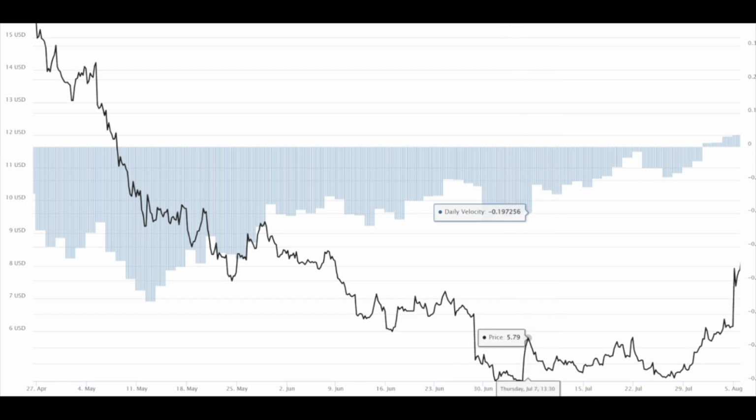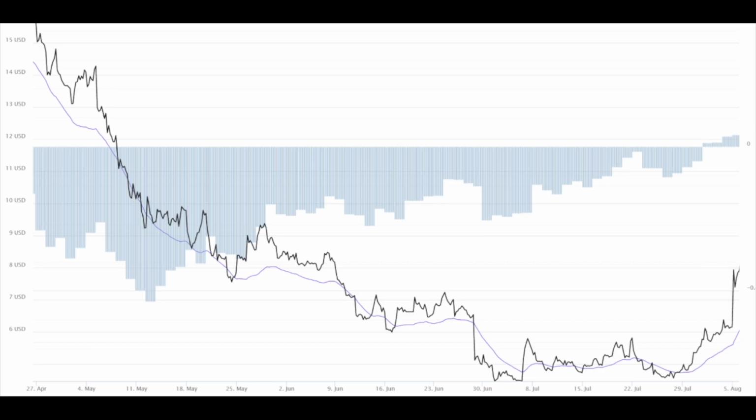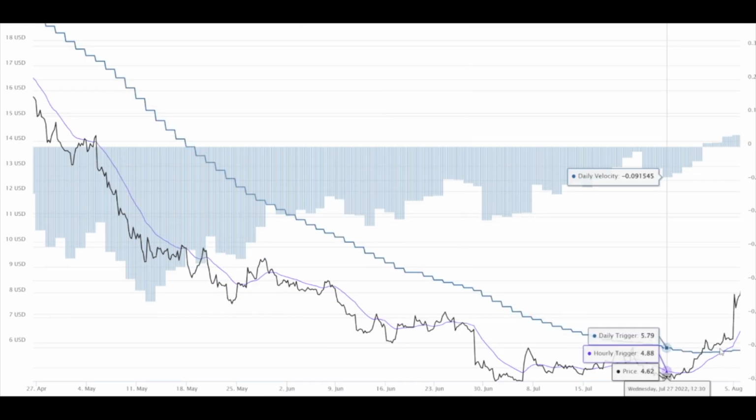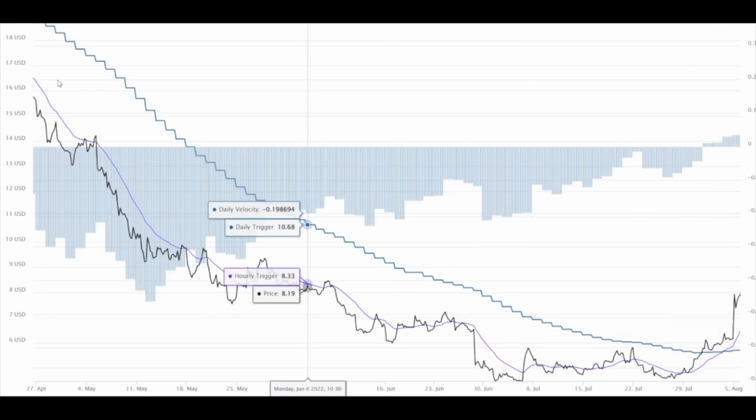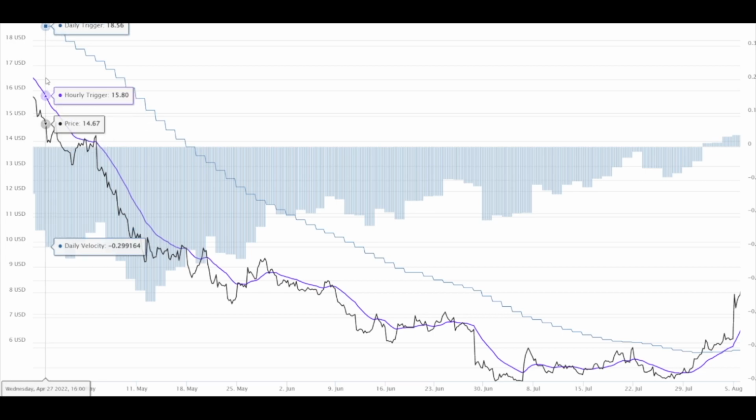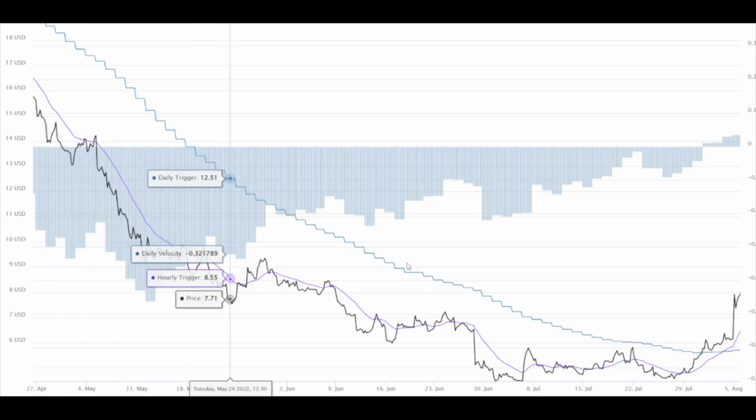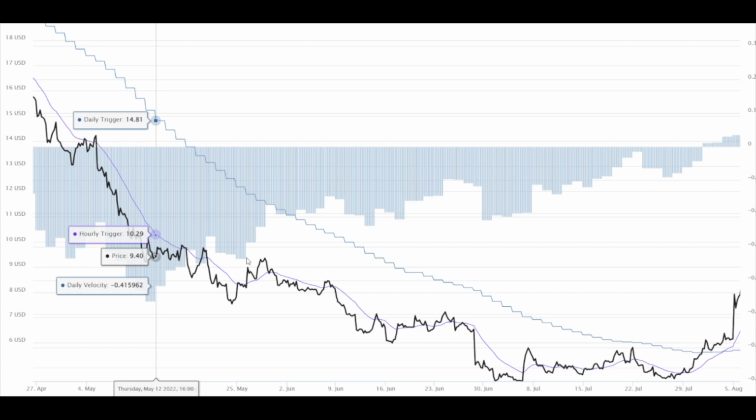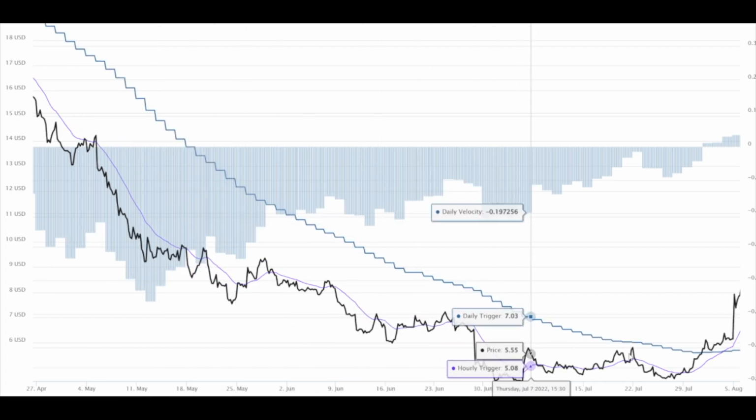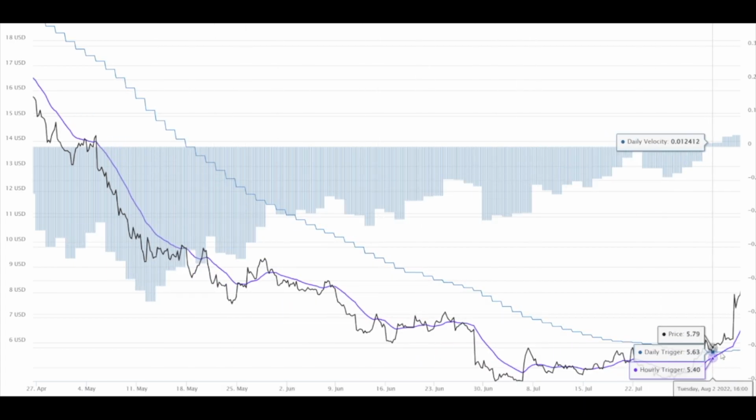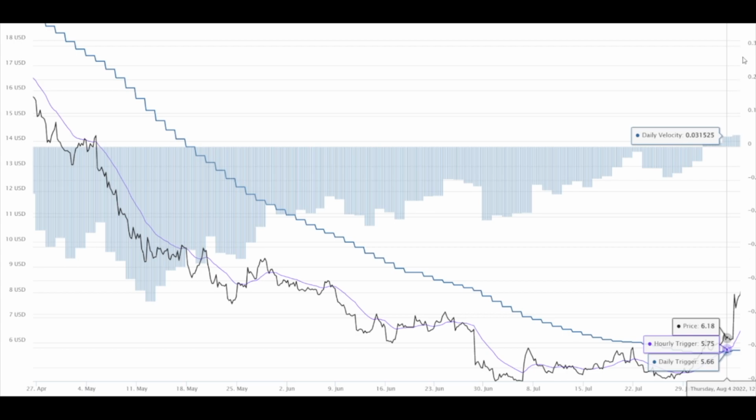And then we get an hourly trigger, daily trigger cross to the upside. That happened right here. So this whole leg down, when the hourly trigger is below the daily trigger, that's a sell program. The divergence tells you when the sell program is running out of steam, and the bullish trigger cross tells you that buy programs are now entering the market.